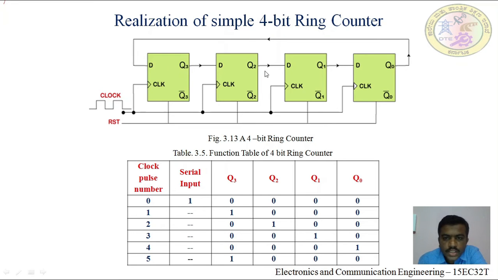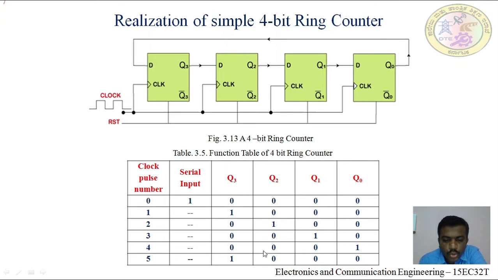In this way, in a 4-bit ring counter, after every 4 clock pulses, the same output state will be exhibited by the ring counter. Hence, after the 5th clock pulse, the output of the ring counter is Q3 equal to 1, Q2 equal to 0, Q1 equal to 0, and Q0 equal to 0.